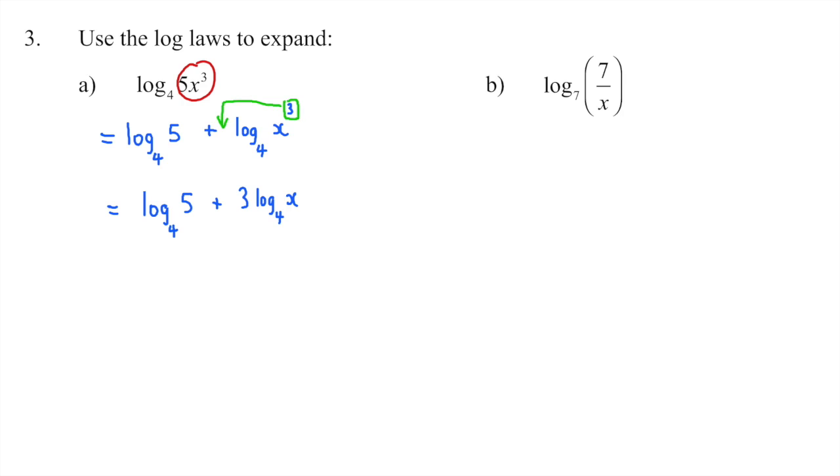Let's look at part B. This becomes the log to base 7 of 7 minus the log to base 7 of x, because when you've got a fraction, you can do each part separately and minus them. But we do know the answer to this part here, the log to base 7 of 7. What power do you put above 7 to get an answer of 7? You put 1 above it. So you get 1 minus log to base 7 of x.